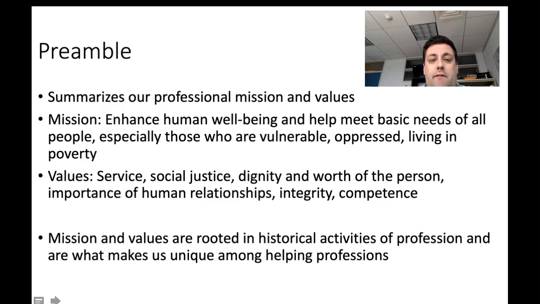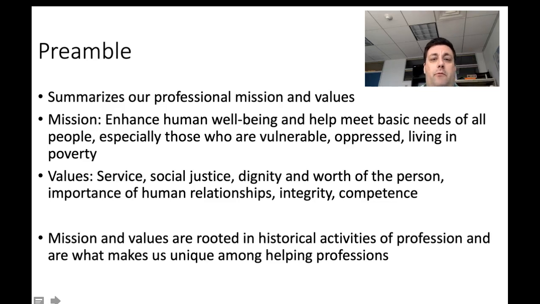Now, I think the second part of that statement is actually one of the hallmark statements of the social work profession. So we enhance well-being and help meet the basic needs of all people, but especially those who are vulnerable, oppressed, or living in poverty. And that's been the focus of our profession throughout history. We are constantly attending to people that no one else is interested in helping.